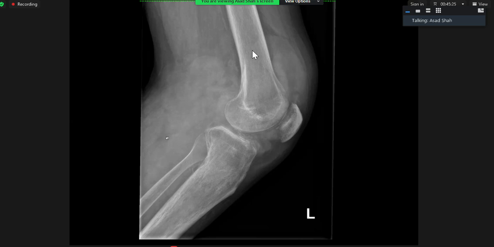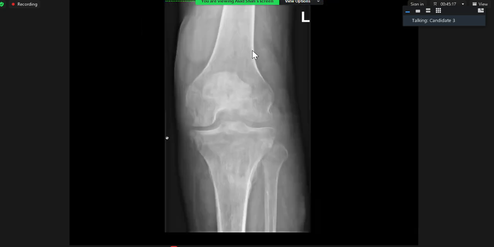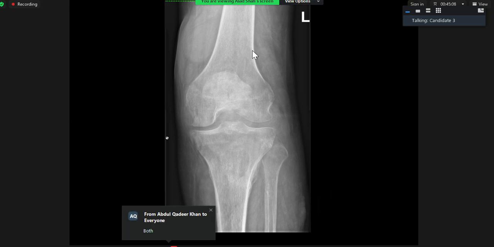So is it a joint-based problem or a bone-based problem, or both? It's mainly soft tissue, but it's also involving the bone, as we can see that there is periosteal reaction which is involving the proximal tibia. Right. So it may secondarily involve the bones, but mainly it is soft tissue.